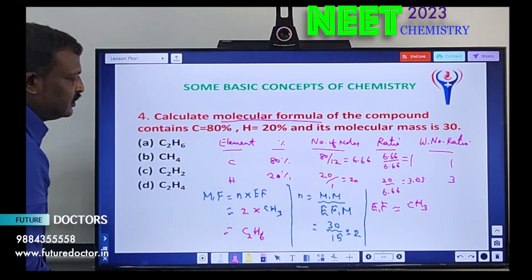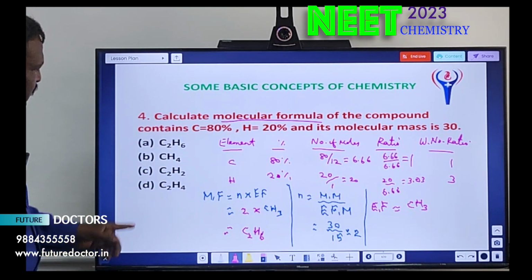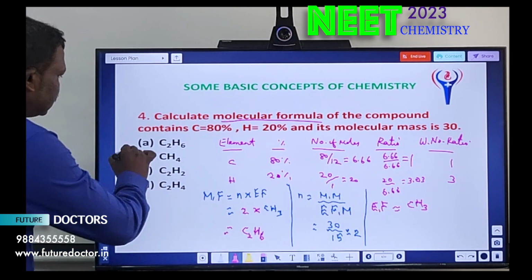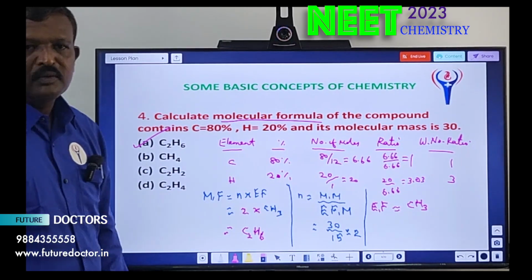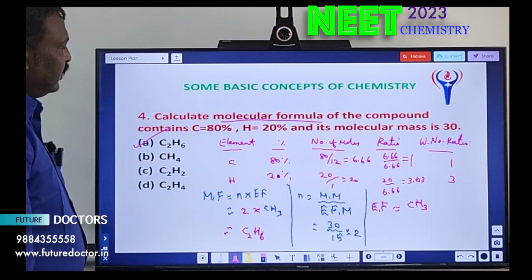Understood? This is the formula. This is the answer for that. Where is C2H6? This is C2H6. So option A is the correct one. Understood? Right. Simple one.